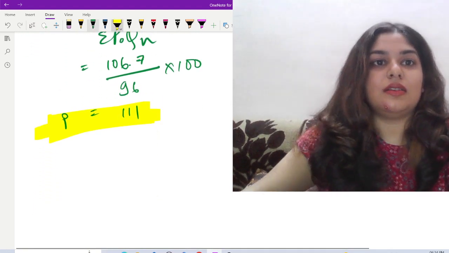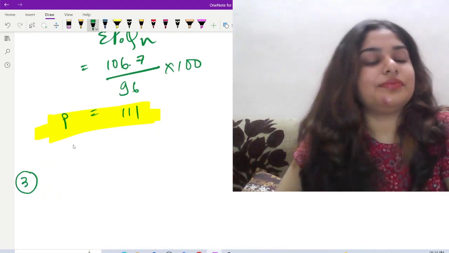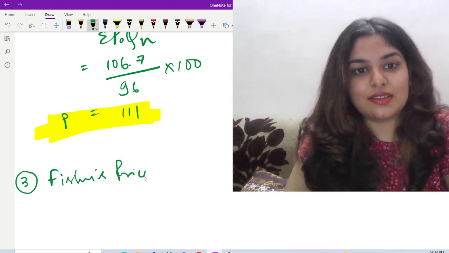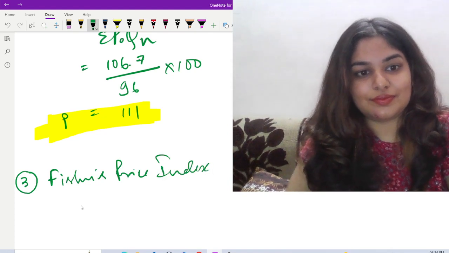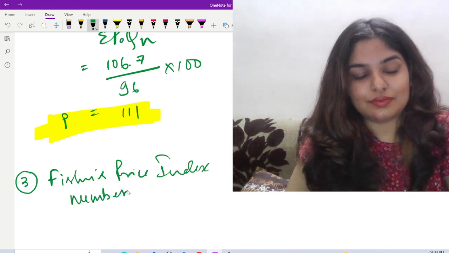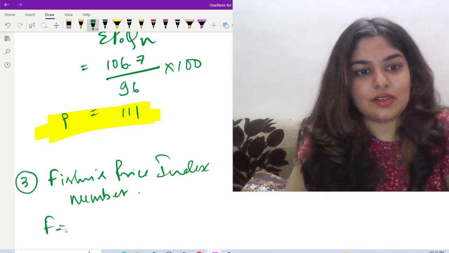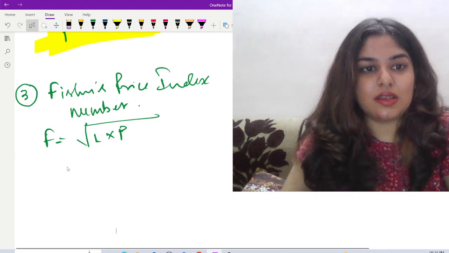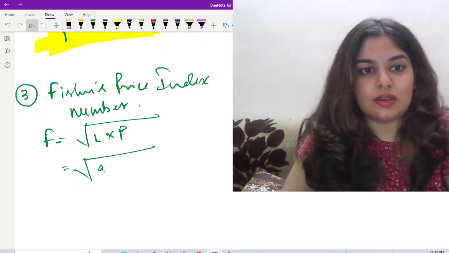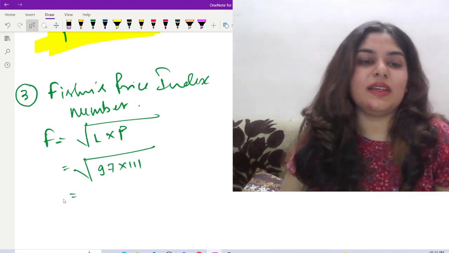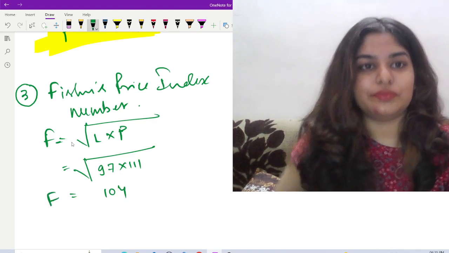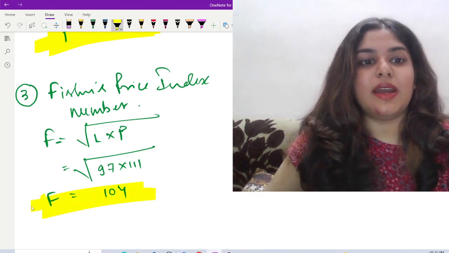And finally, the third one is Fisher's price index number. That is F is equal to root over Laspeyres into Paasche's. So Laspeyres is 97, Paasche's is 111. So after taking the multiplication and finding out the root, we will get the answer as 104. So these are the price index numbers.